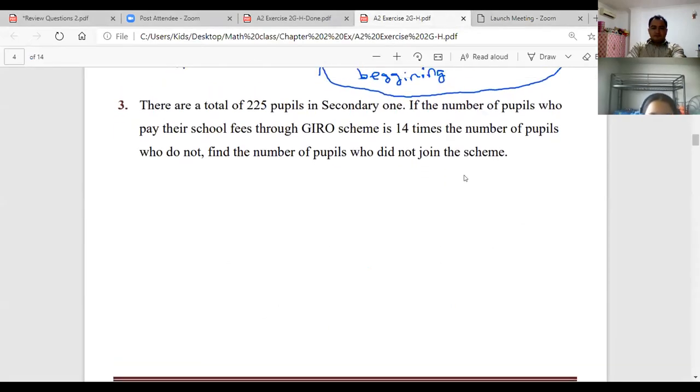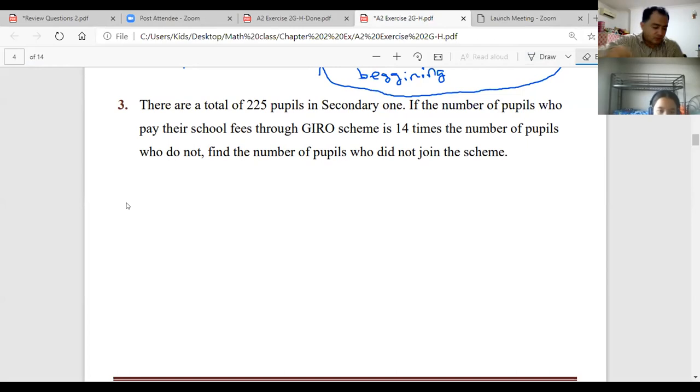The total is 225 pupils in secondary one. The number of pupils who pay their school fee through the Jiro scheme is 14 times the number of pupils who do not. Find the number of pupils who did not join the scheme. Oh, I did this one. Okay. So, do we divide 225 by 14?